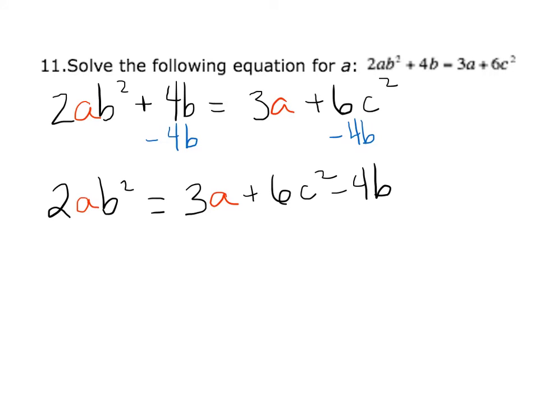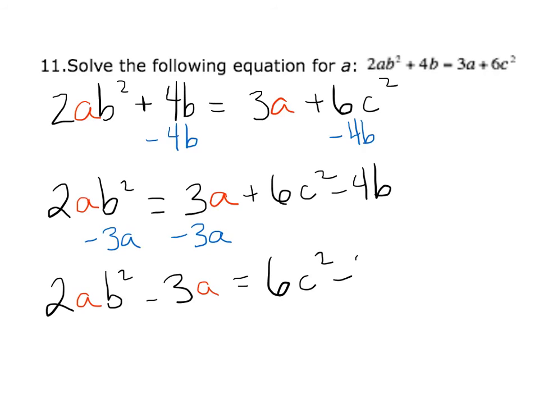So now we need to get this over there, and how we're going to do that is through subtraction. So I'm going to subtract 3a. Since it's positive, I need to subtract. Right, and that's going to give me 2a b squared minus 3a equals 6c squared minus 4b.